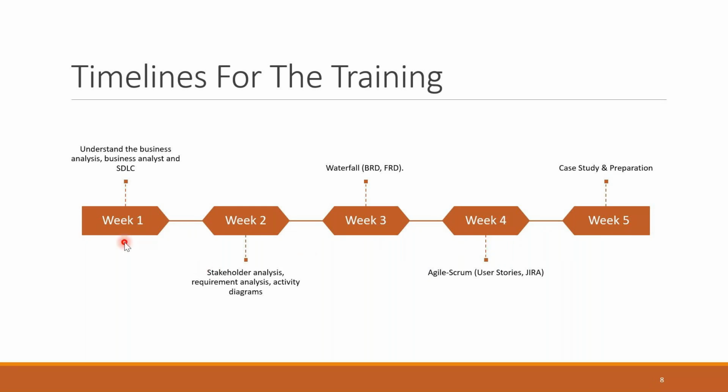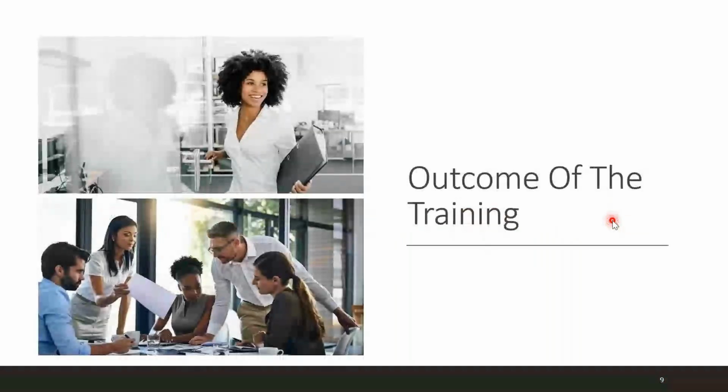And as we have discussed, we start our week one with business analyst introduction, understanding the basic concepts, and then gradually increase the BA level involvement with stakeholder management, requirement management, flow charts, and the different types of documentation involved. Then understand agile and user stories, and then week 5 is case study and preparation. What this preparation is, we will cover in the upcoming slides.